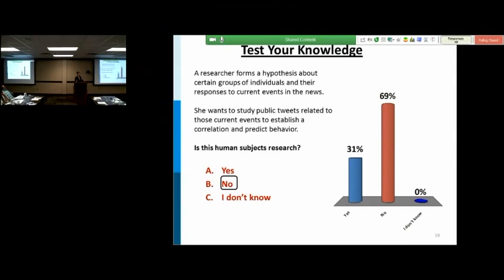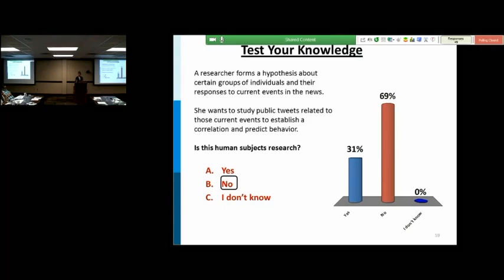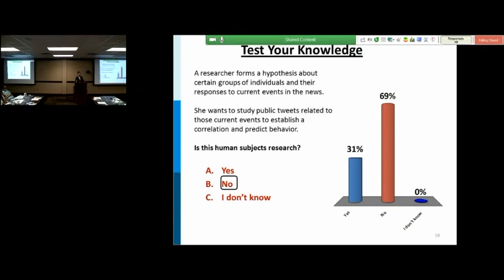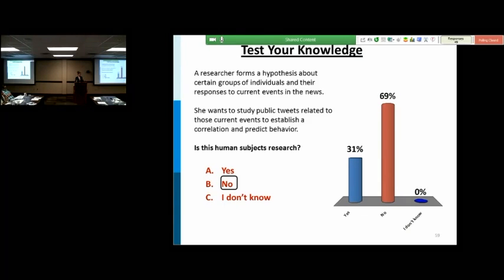And so this doesn't meet the second point that we discussed about being identifiable private information. So although it's certainly research, it certainly could be identifiable. Because it's not private, this would not be considered human subjects research for this activity.